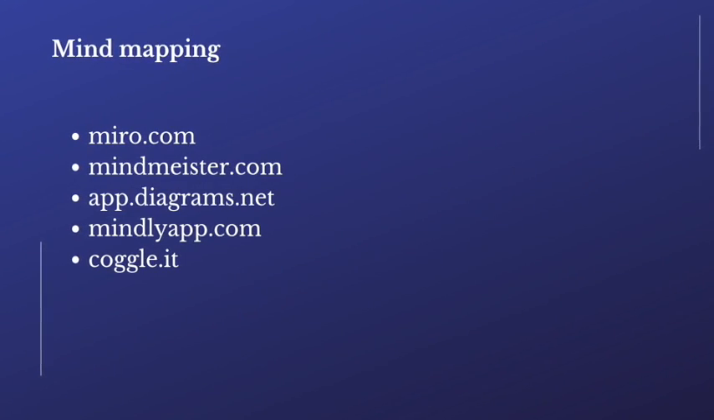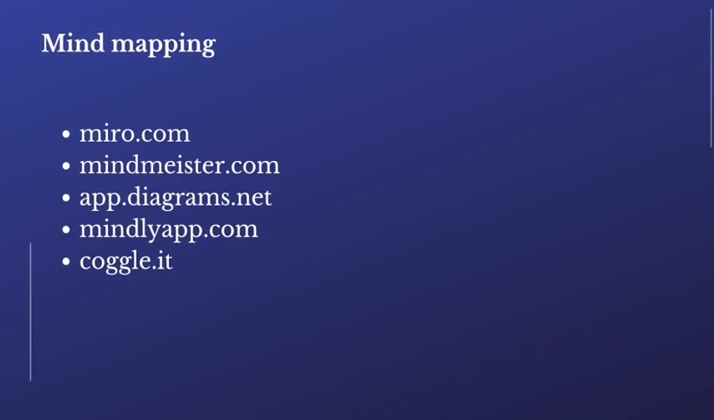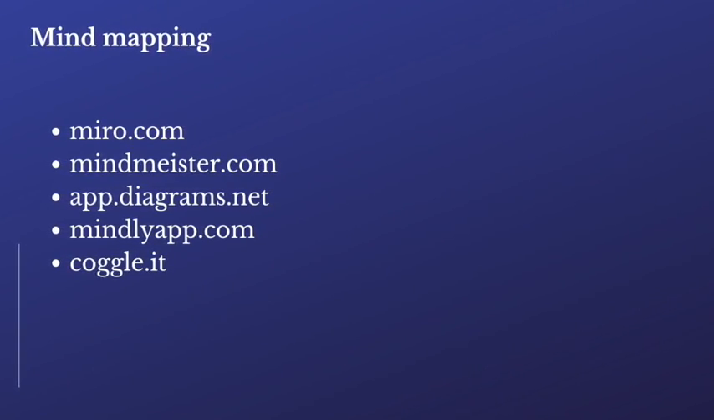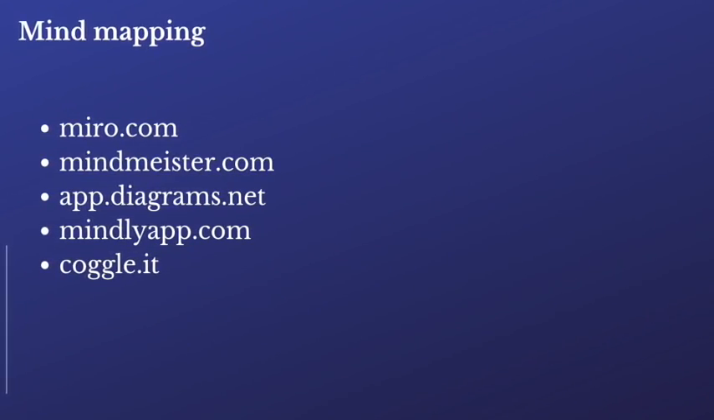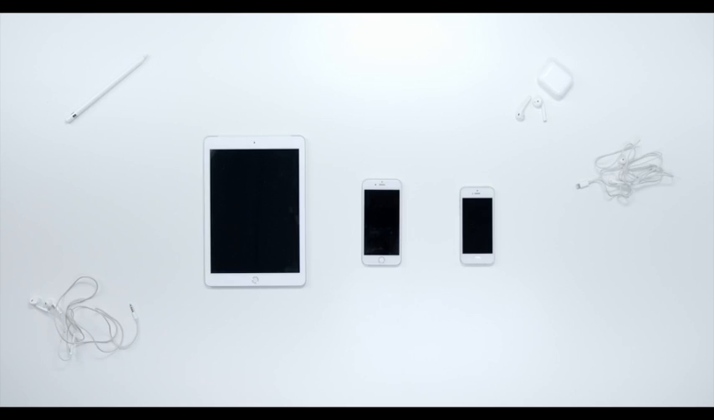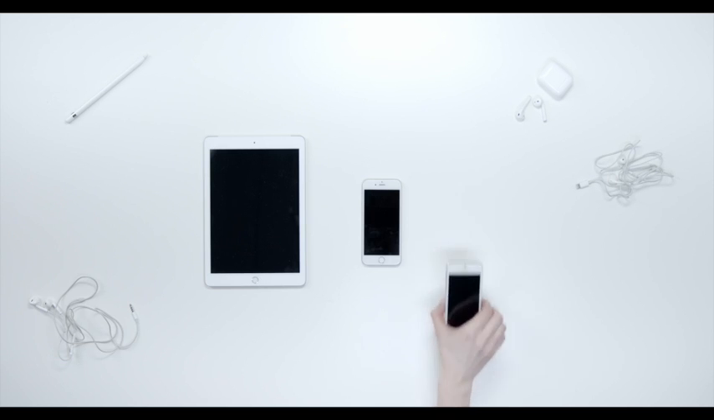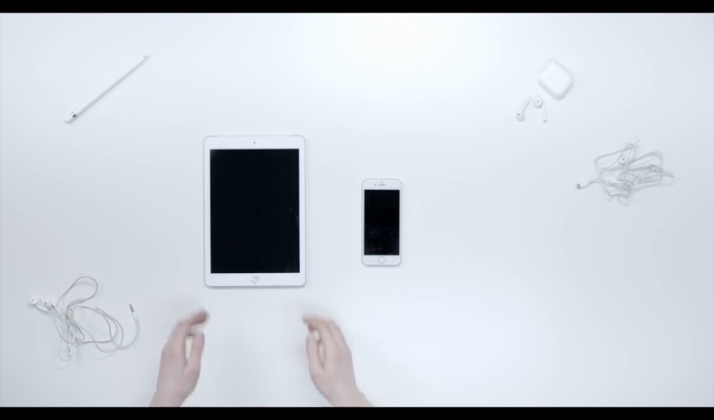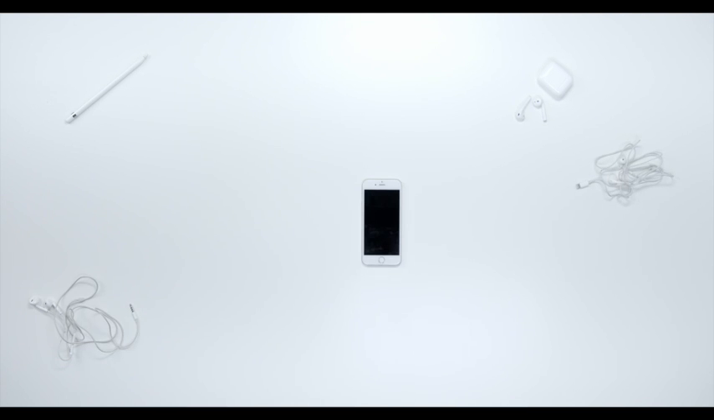Miro.com, Mindmeister.com, App.diagrams.net, Mindly app.com, Coggle.it. Topic 5, Differentiation. You need a unique value in your product. Ask the questions, how different is my idea? If not, how can we make it?